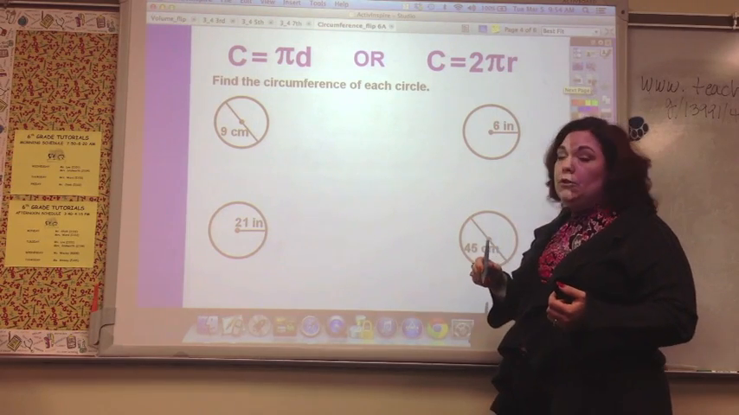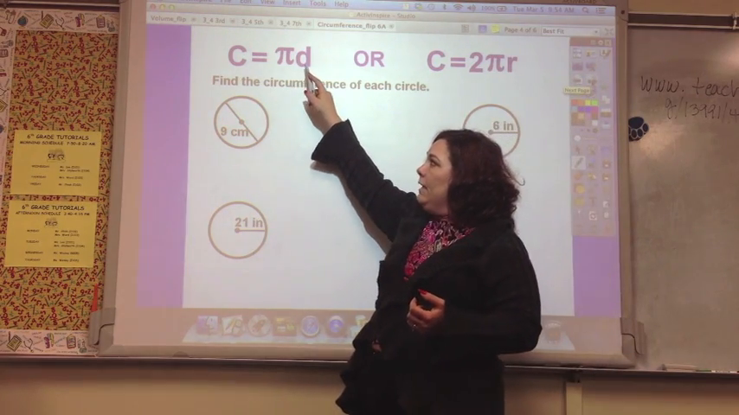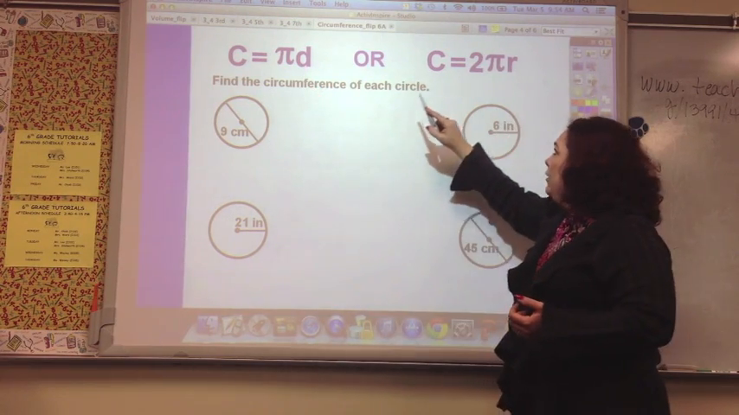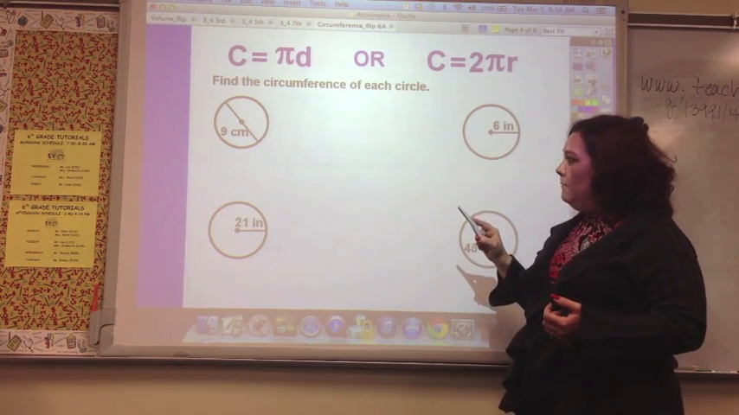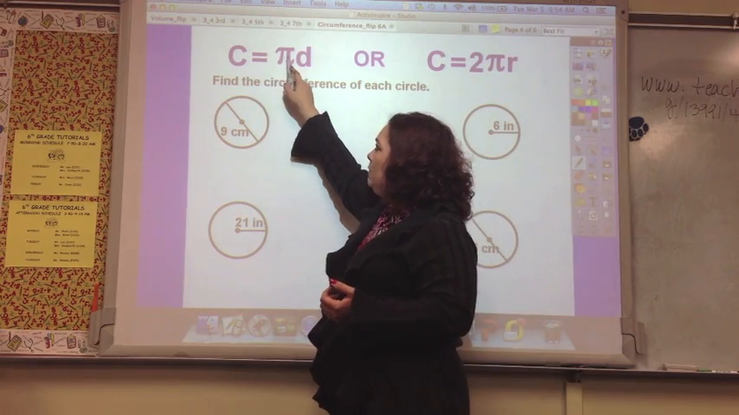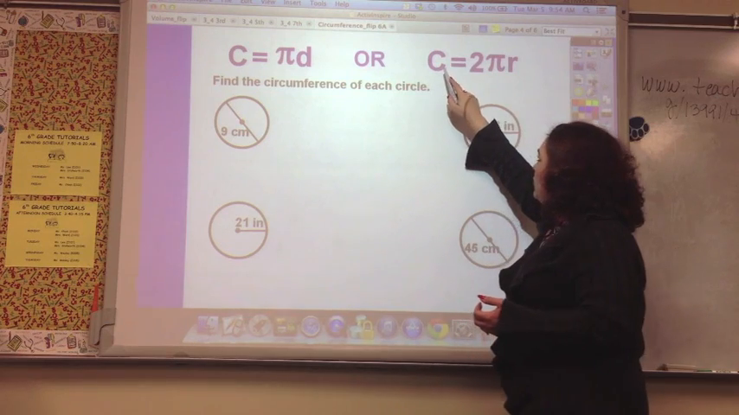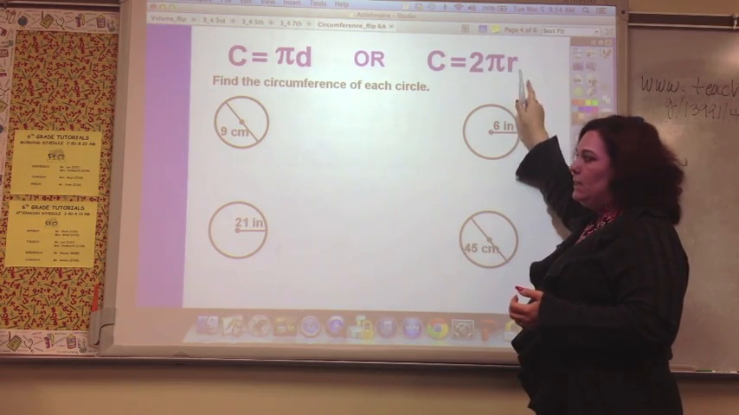So there are 2 formulas depending on whether you are given a circle's diameter or a circle's radius. It says find the circumference of each circle. So C equals pi, 3, times the diameter, or C equals 2 times 3 times r, the radius.